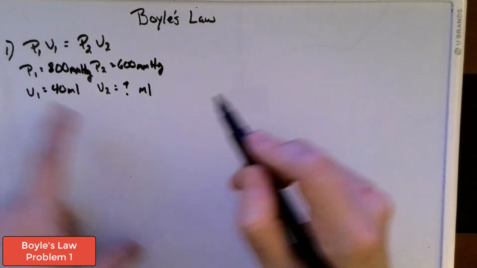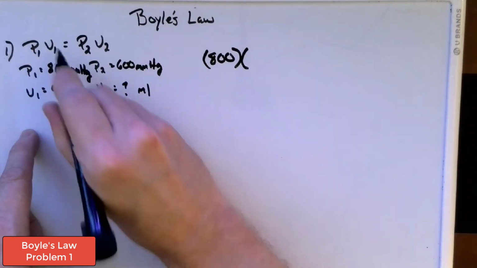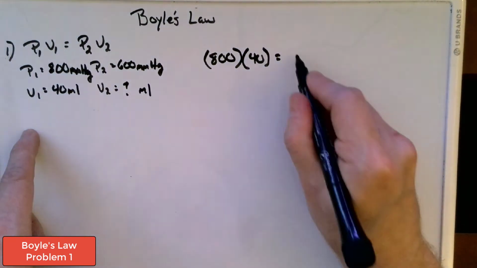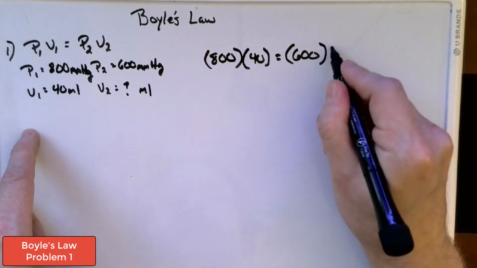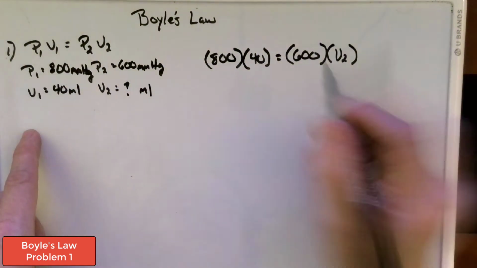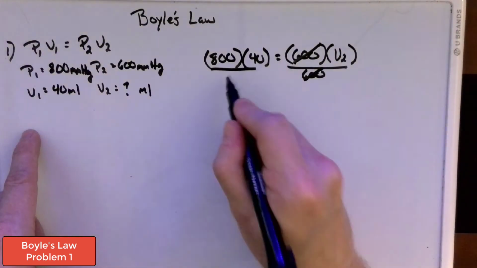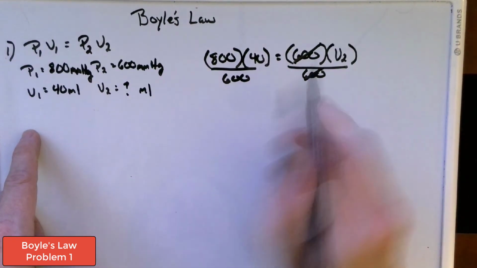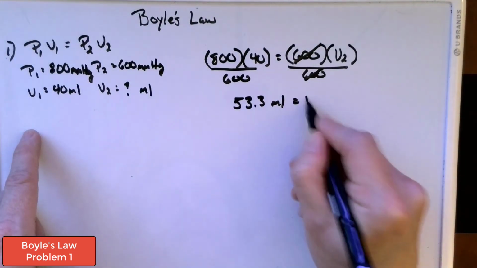Now I can solve. Plugging in P1, which is 800 millimeters of mercury, multiplied by V1, which is 40 milliliters, equals P2, which is 600 millimeters of mercury, and I already verified that the units are the same. Multiply by V2, which I don't know, so I'll leave it as this variable. Now I just have to solve for V2. In this case, I divide both sides by 600 to get V2 by itself. So the final answer is 800 times 40 divided by 600 equals V2, which ends up being around 53.3 milliliters as the final volume.